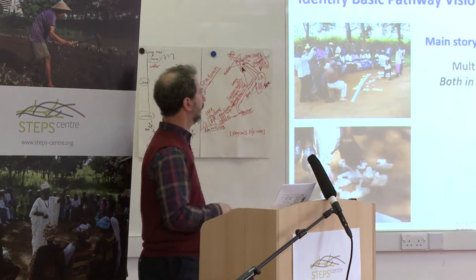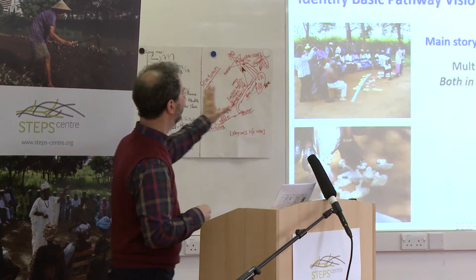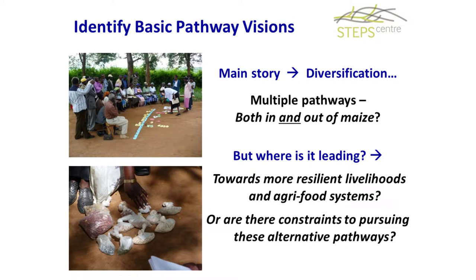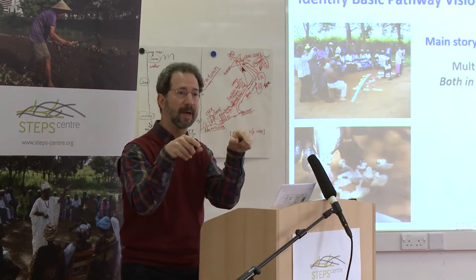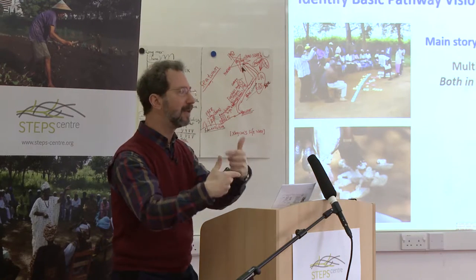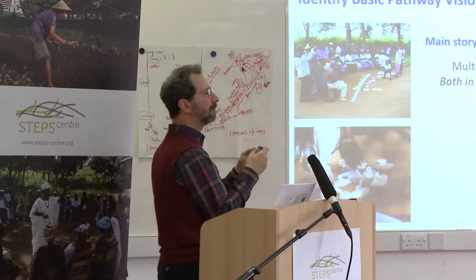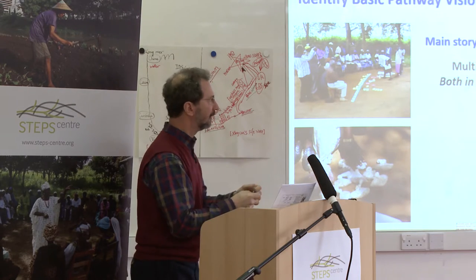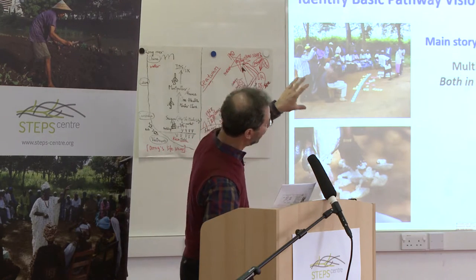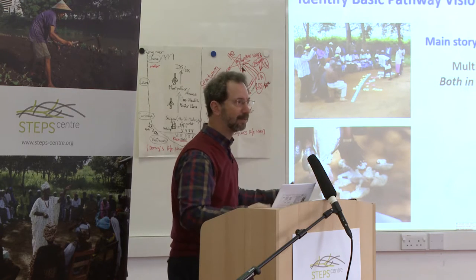So through that process, we tried to identify some basic pathway visions. The main story we came up with was one of diversification, or attempts at diversification, for breaking out of that lock-in, for moving beyond maize in all of those different settings. So that led us to start thinking about, because when we went in, our focus was very much on the maize agenda. And we started recognizing that many people were struggling to move beyond maize. So we needed to look at both the pathways in the maize system and beyond it.